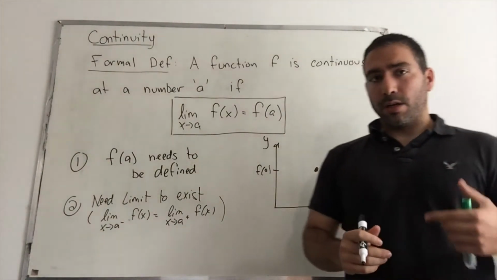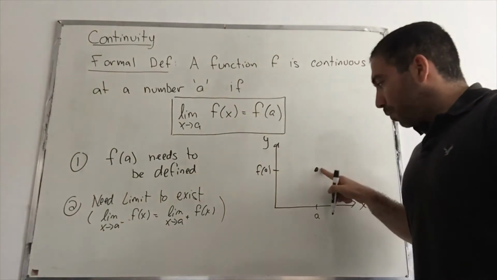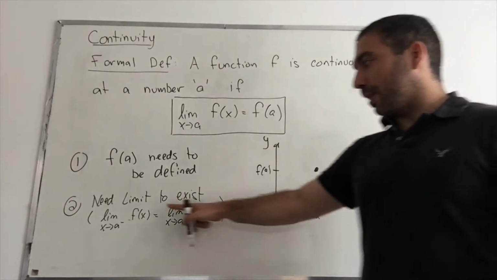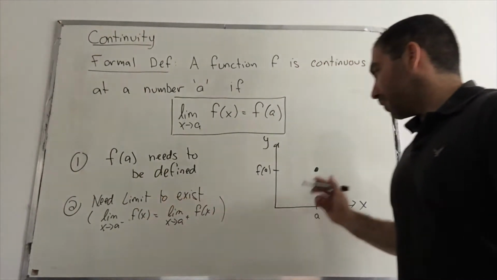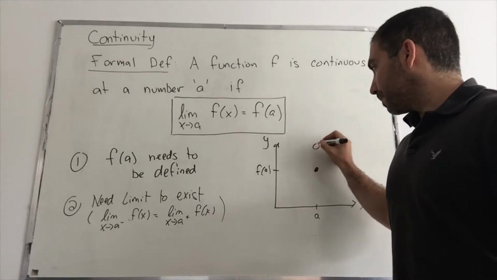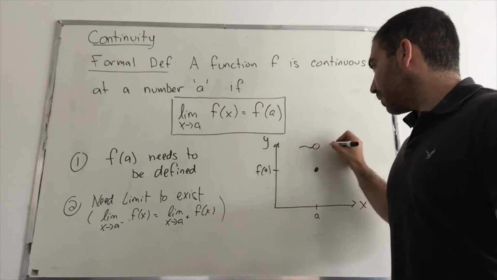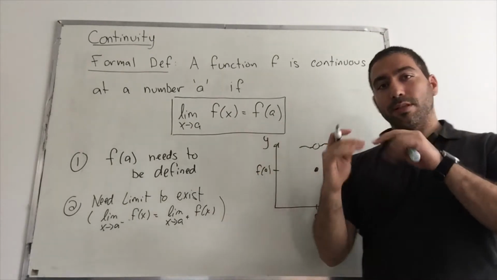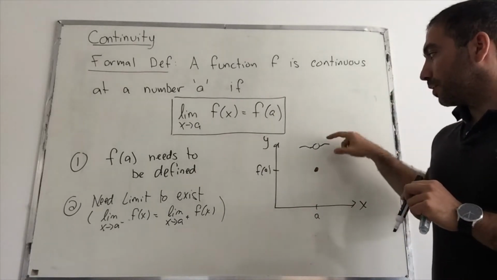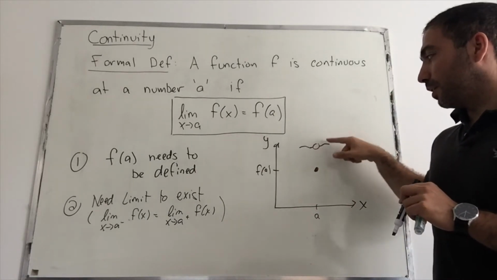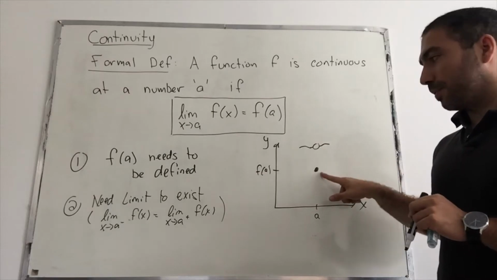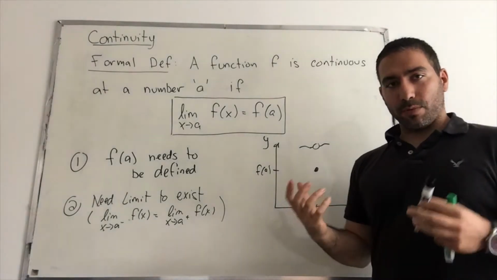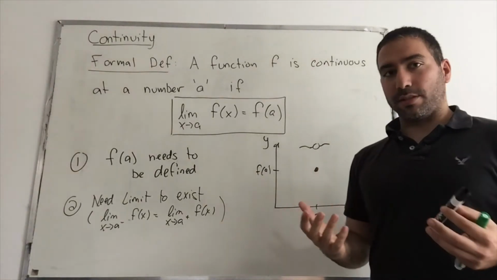Okay. But there's an issue, because we could have the point defined over here, and we could have the limit existing, such as, I don't know, over here. From the left side and the right side, the limit meets. Okay, so left side, right side, the limit exists, but the point is defined over here. This would be an example of a function which is not continuous.